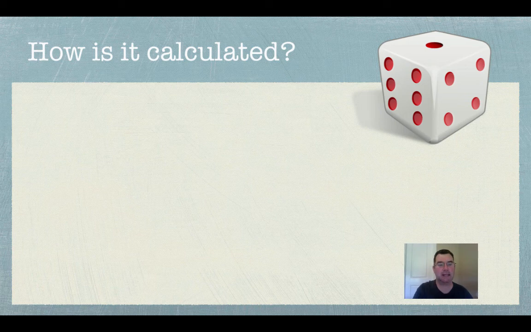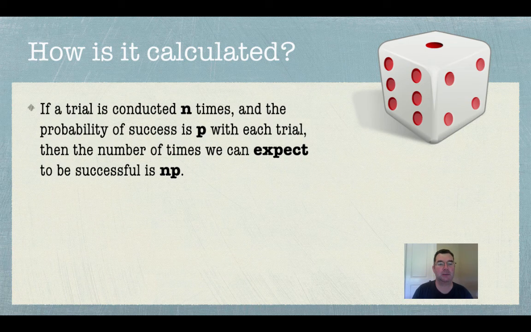How do we calculate expectation? Well, basically we have a trial that's conducted a certain number of times. The probability of being successful is p, that's a fraction somewhere between 0 and 1. And so the number of times we can expect to be successful is just those two things multiplied together, n times p.